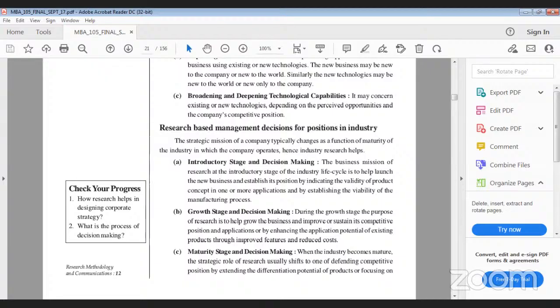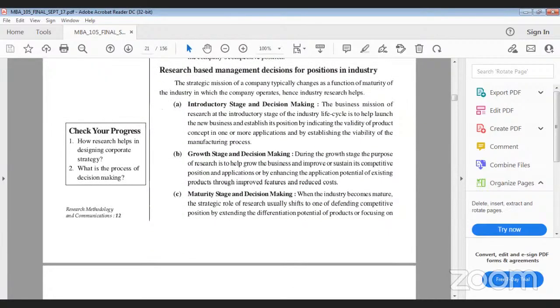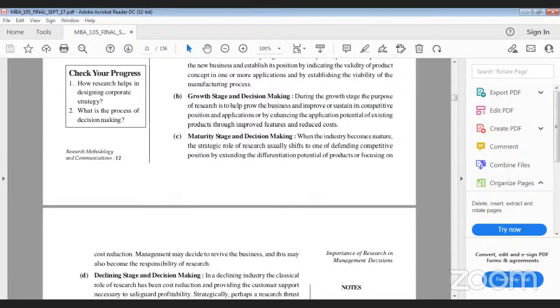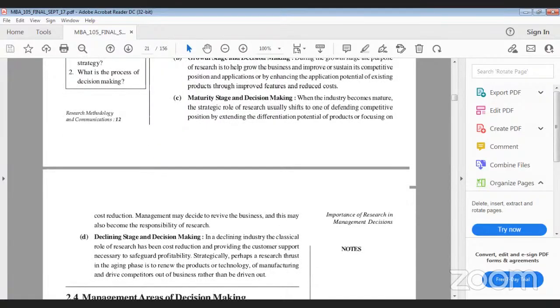Maturity stage and decision making: when the industry becomes mature, the strategic role of the research usually shifts to one of defending competitive position by extending the life of the product protection, or focusing on cost reductions. Management may decide to review the business and this may also become the responsibility of research.